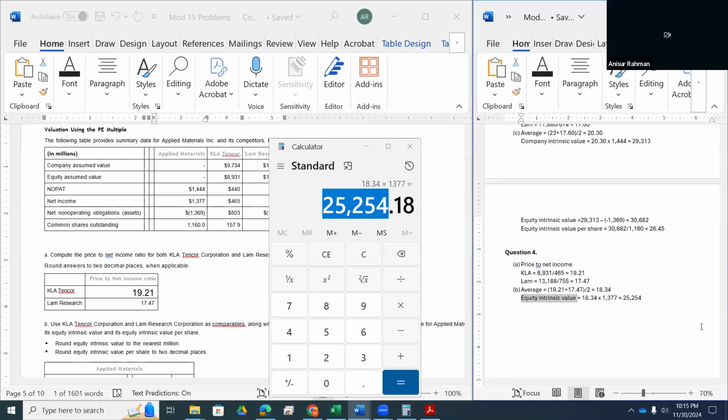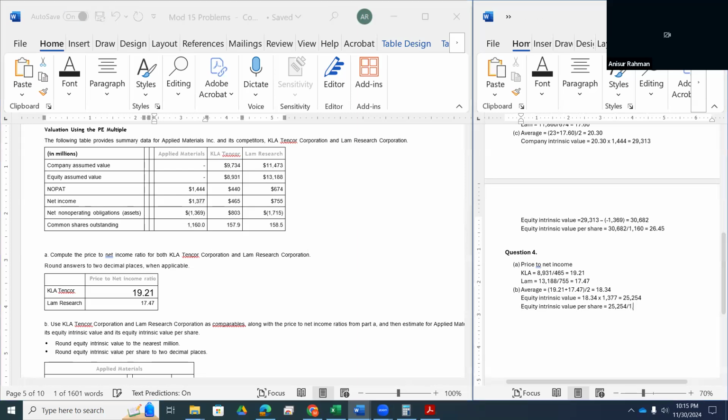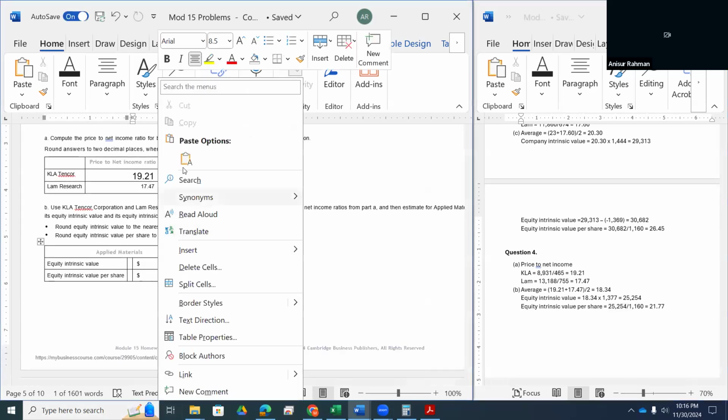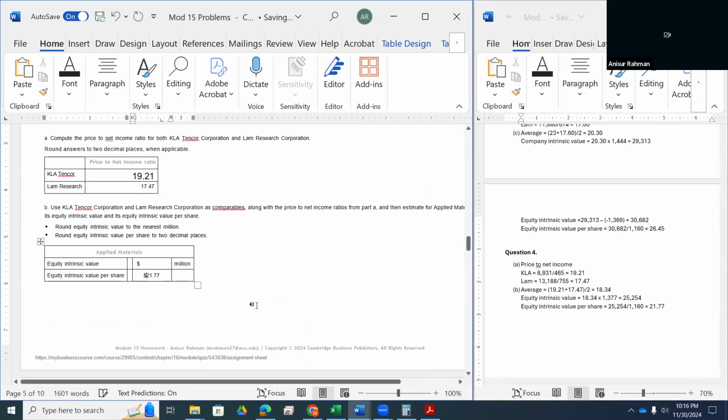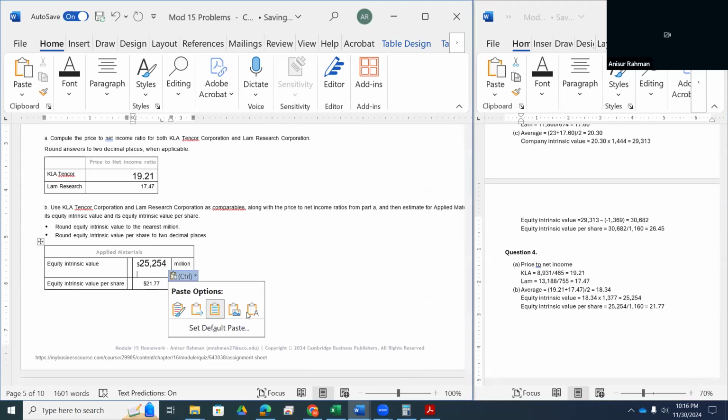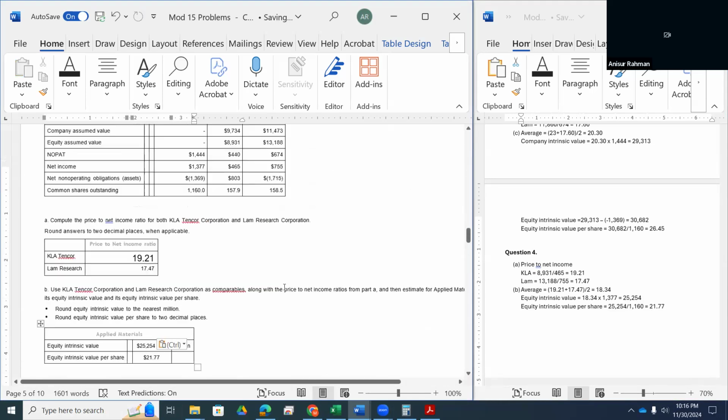And equity intrinsic value per share, you need to take this number, divide by number of shares. So that's the end of question 4.